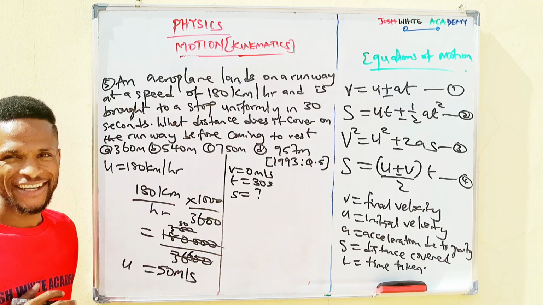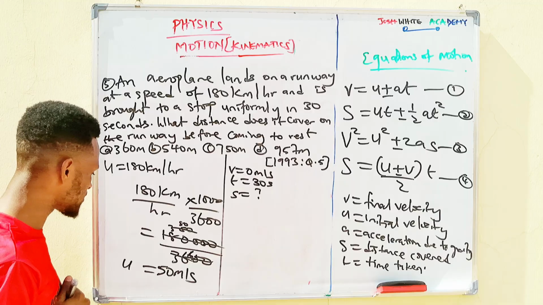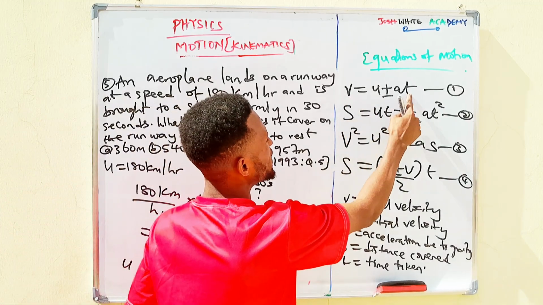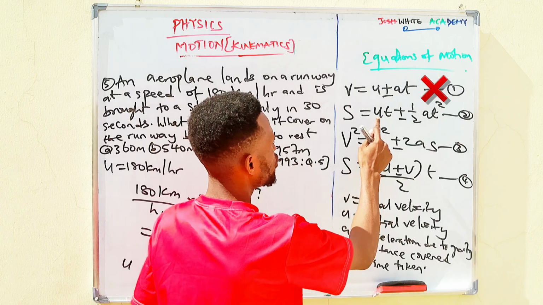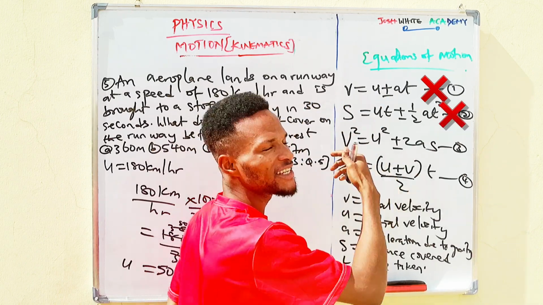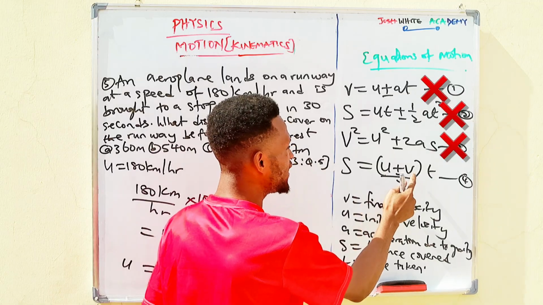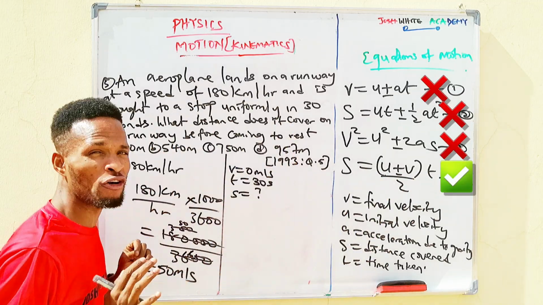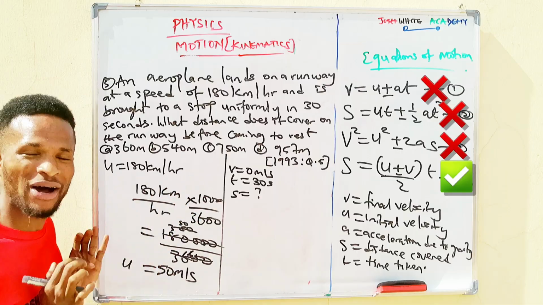So let's examine our formulas. U, V, T, and S. U, V, T, no S, out. U, no V, out. U, V, no T, out. U, V, T, and S. Correct. So you see, the fourth equation of motion best suits our data.